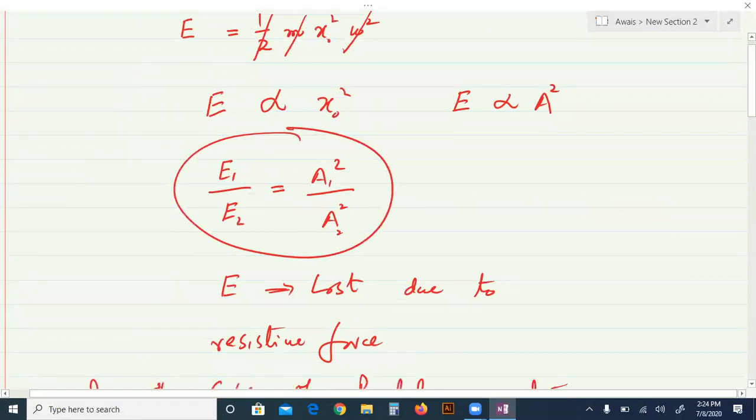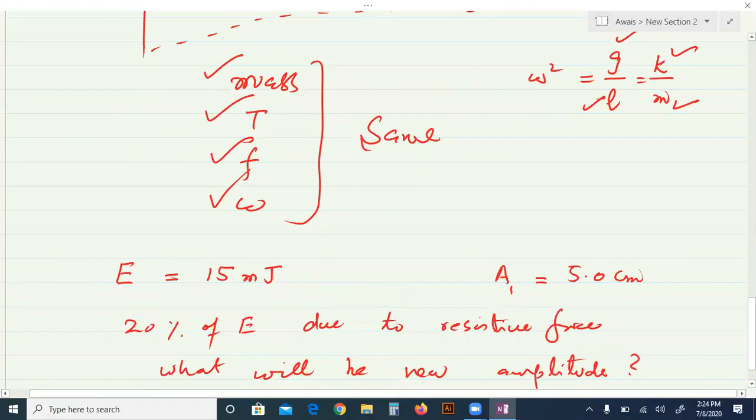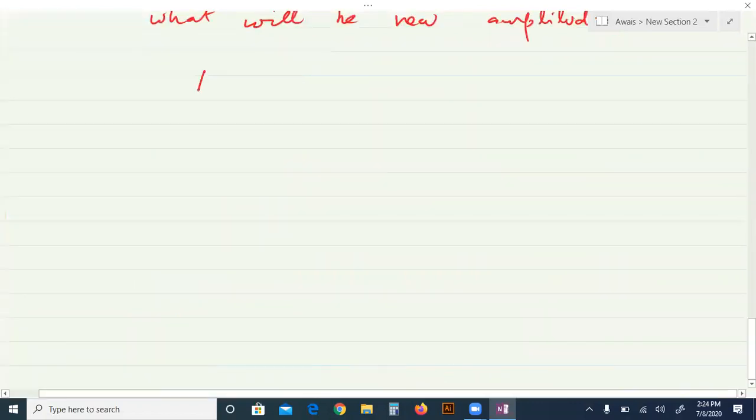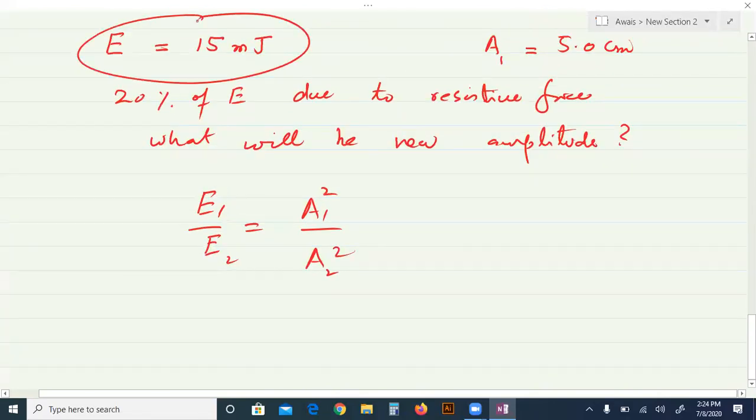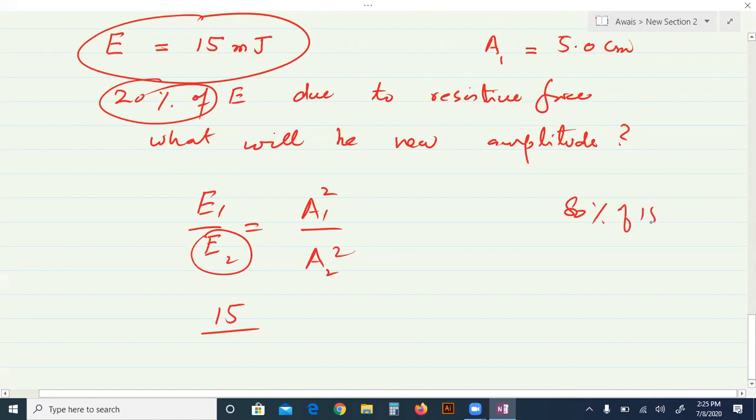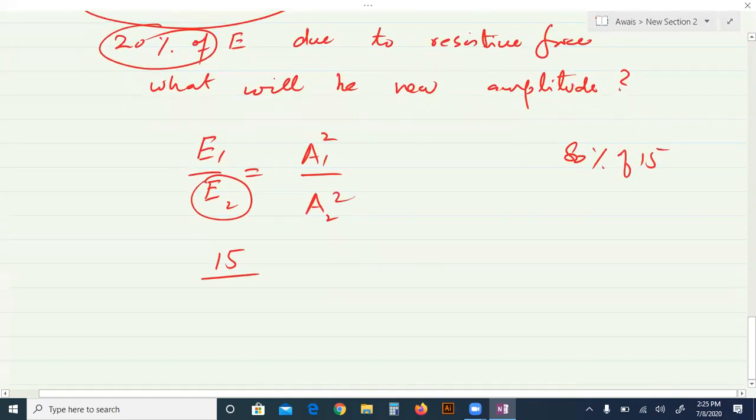And this is the equation. So we will use this equation. Energy 1 over energy 2 is equal to amplitude 1 square over amplitude 2 square. Look, the initial energy E1 is 15 millijoule. Now the question is, what is the remaining energy after losing 20%? So the remaining energy is 80% of 15. So 80% of 15 is 12.